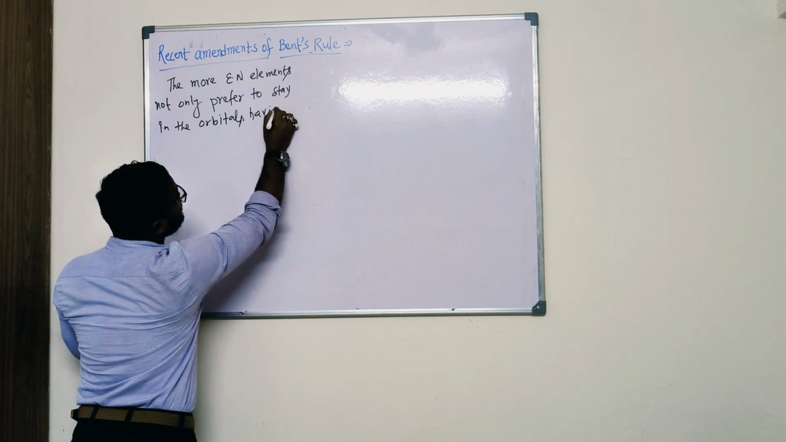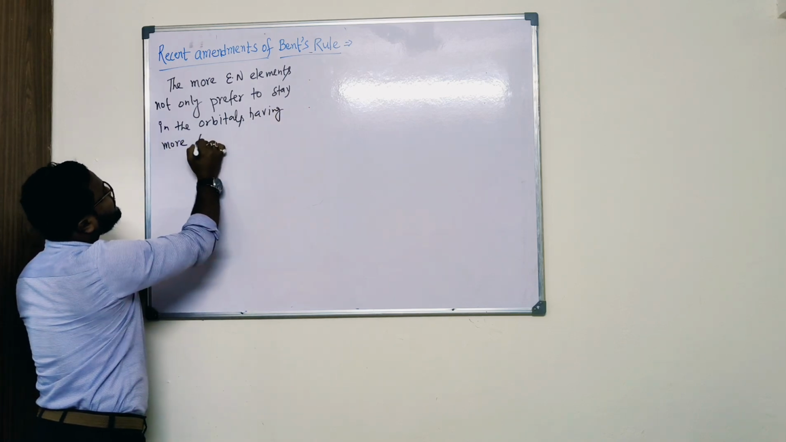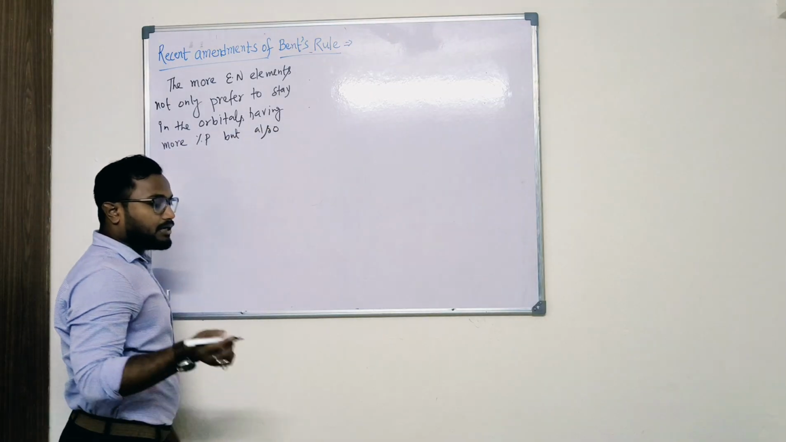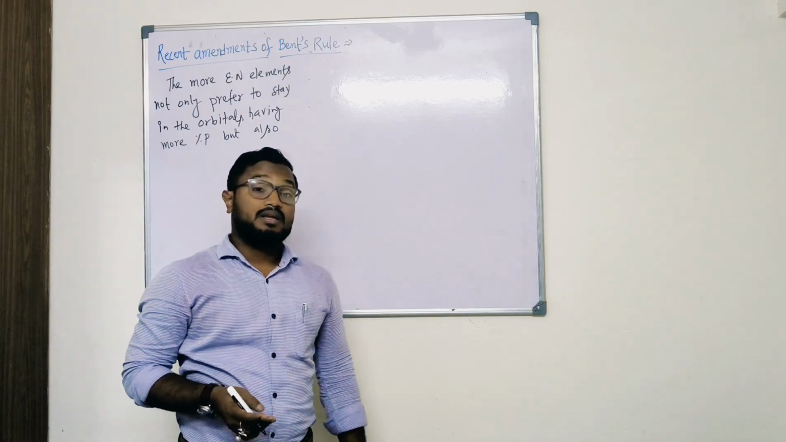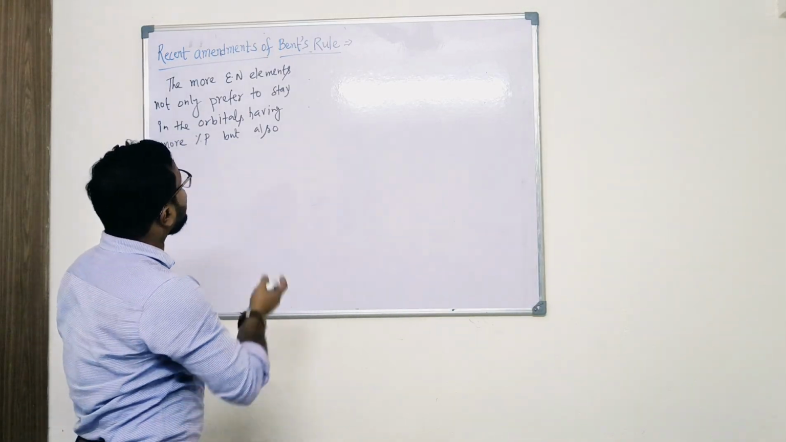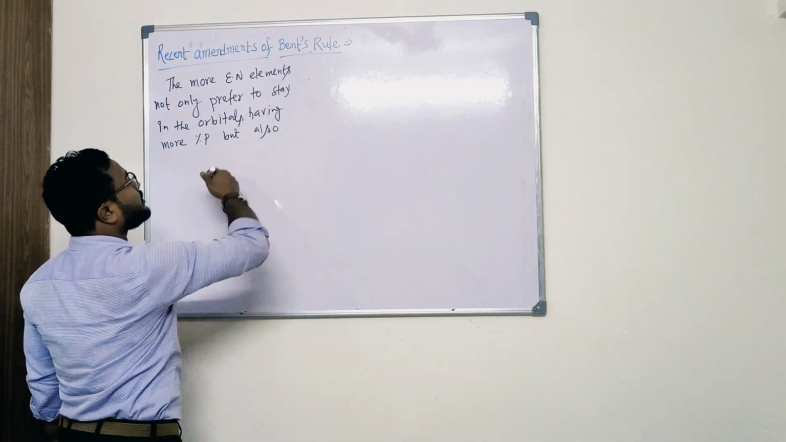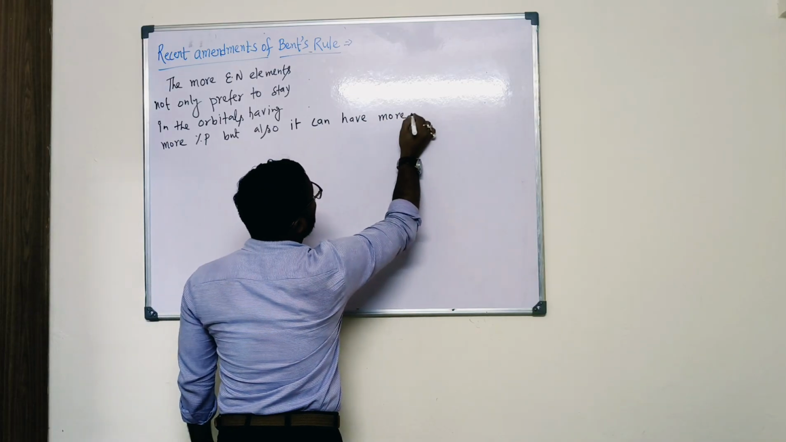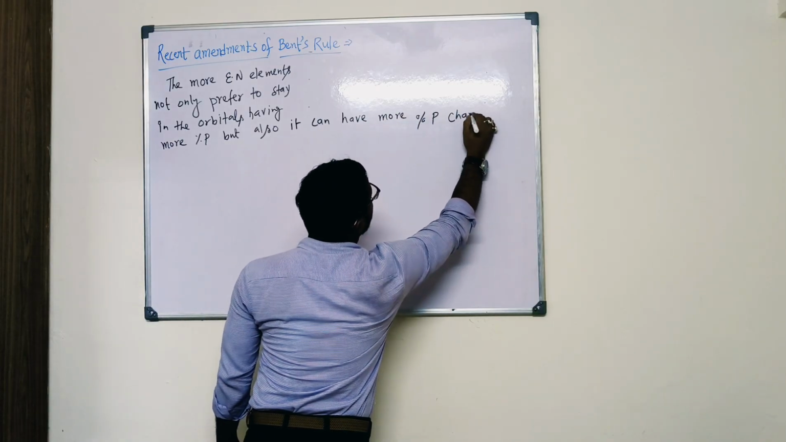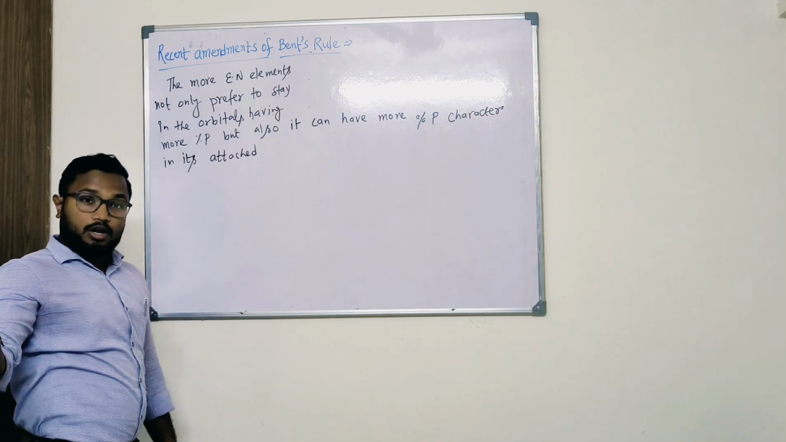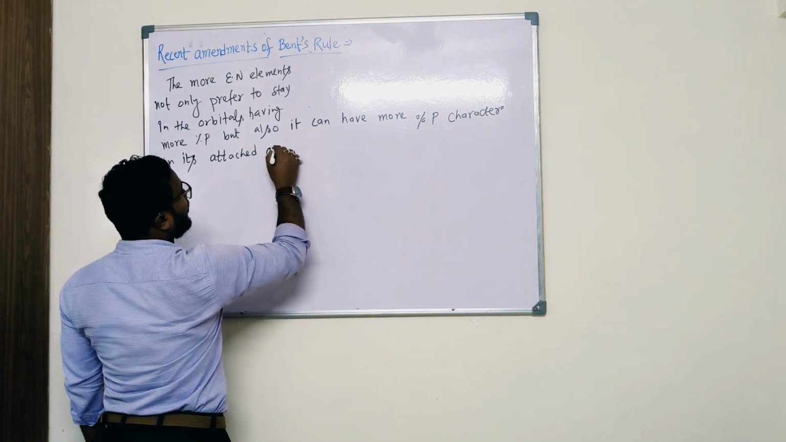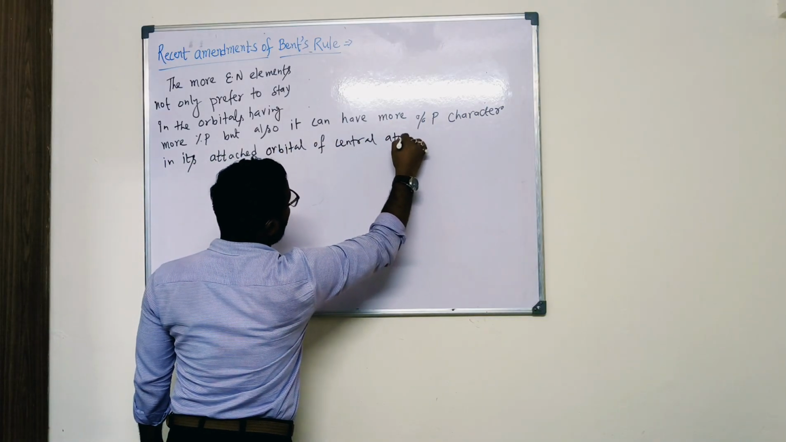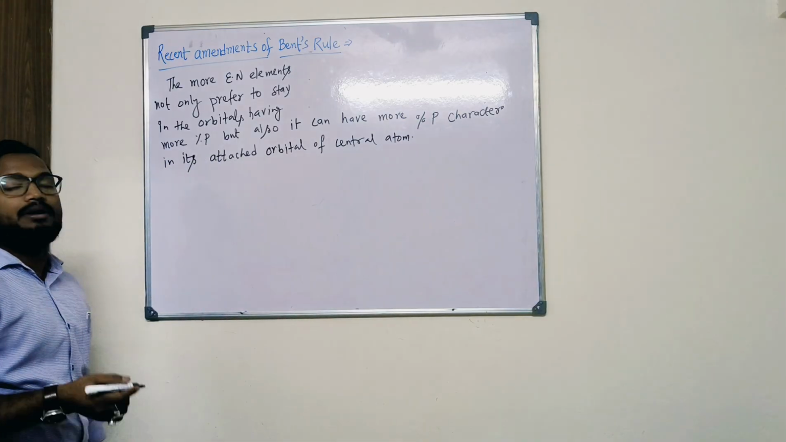in the orbitals having more percent p, but also it can have more percent p character orbital of central atom, attached orbital of central atom. So this is the recent amendments of Bent's rule.